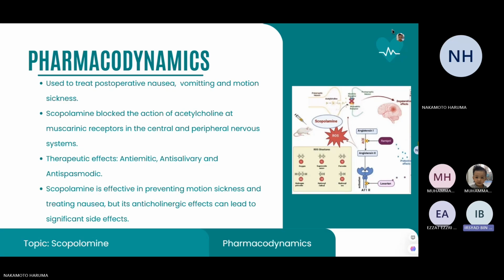The therapeutic effect of this drug is that it is antiemetic, which means it blocks the muscarinic acetylcholine receptor and reduces the signal that causes nausea and vomiting triggered by motion sickness. As for the anti-salivary effect, scopolamine inhibits the muscarinic receptor in the salivary glands, reducing parasympathetic stimulation, which then causes reduced saliva.